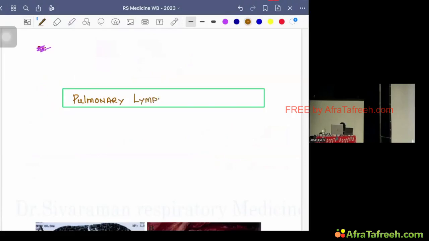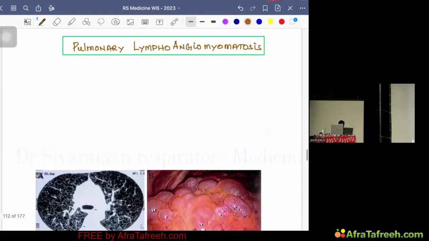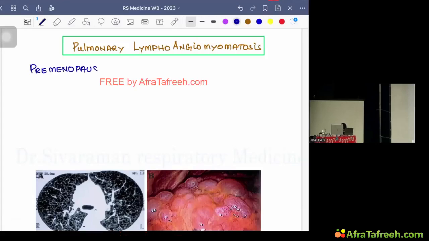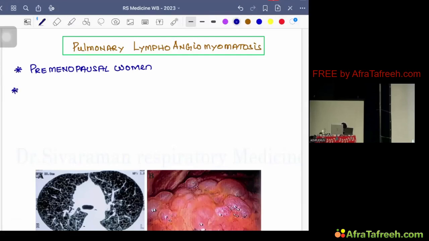which is pulmonary lymphangiomyomatosis. This pulmonary lymphangiomyomatosis is seen in premenopausal women. The reason is not known. They say it is more because of an imbalance in the hormones, in the estrogen and progesterone hormone levels. It is seen around the 40 years age group.